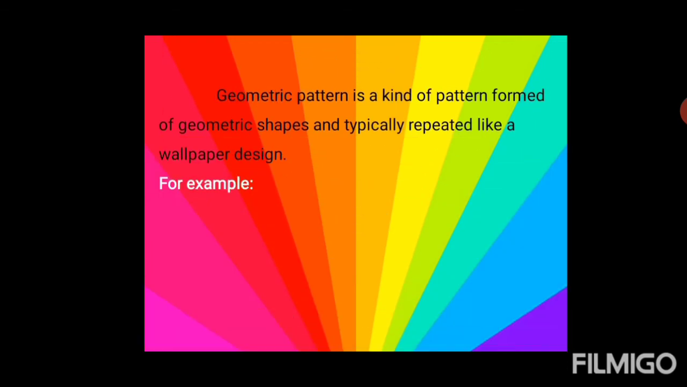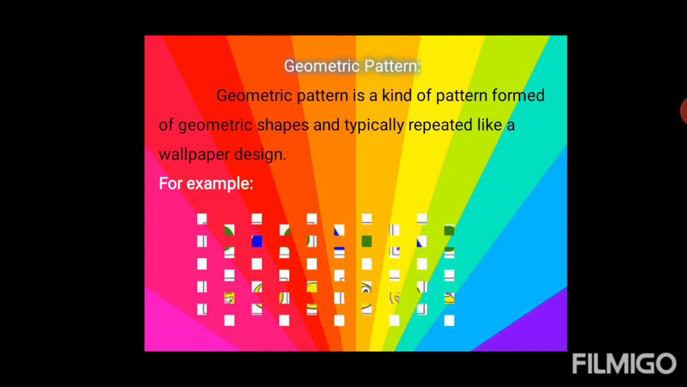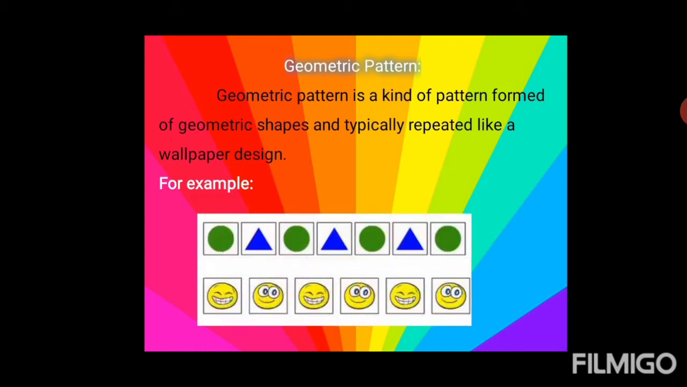Next one is geometric pattern. Geometric pattern is a kind of pattern formed of geometric shapes and typically repeated like a wallpaper design. For example, see the circle, triangle, circle, triangle, circle, triangle, circle. This is a geometric pattern.